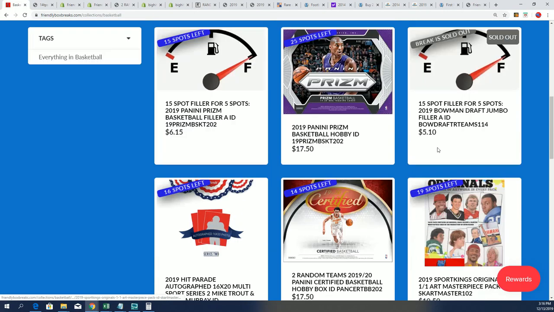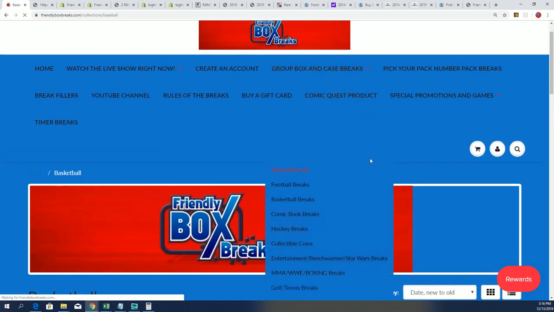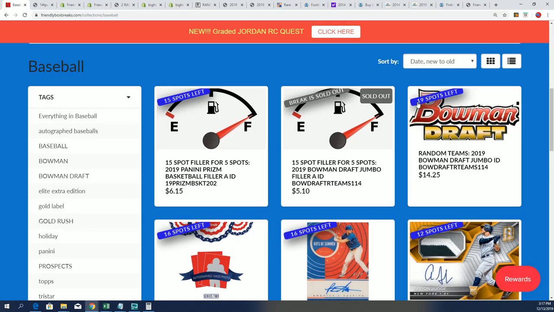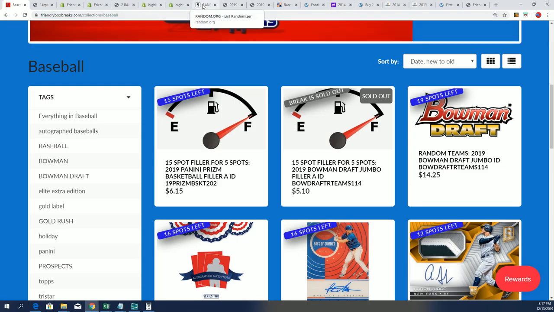So, yeah, we'll have filler B available for Bowman Draft. Right now, Bowman Draft's at 19 left. So that's coming up. And then let's see who gets our spots for cheap.